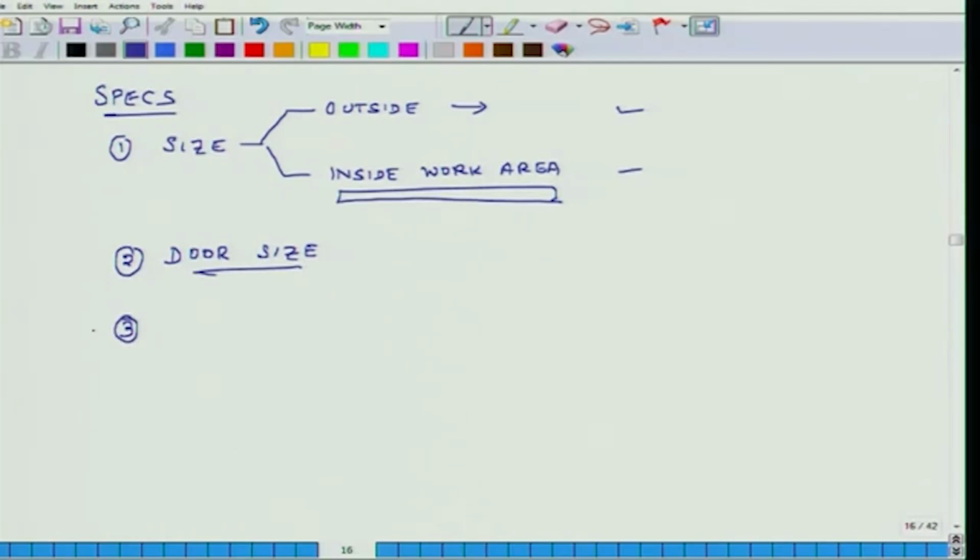Third is hemi-anechoic, or some people call it semi-anechoic. Okay, so this is another consideration. So what does that mean?